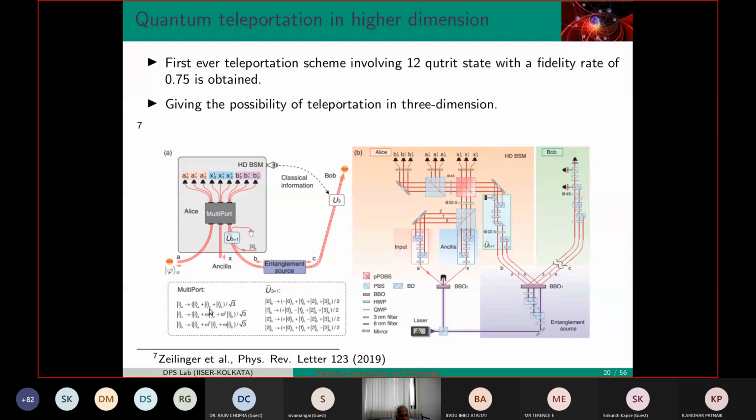Superposition state, you see. Root 3 is the normalization. Three states have been here. Now, in the multiport, three inputs go in and then outputs come out, 3, 3, 3. So in total, 12 qubit states have been used. You encode classical information and send. So this is the procedure: how to create entanglement, how to code.